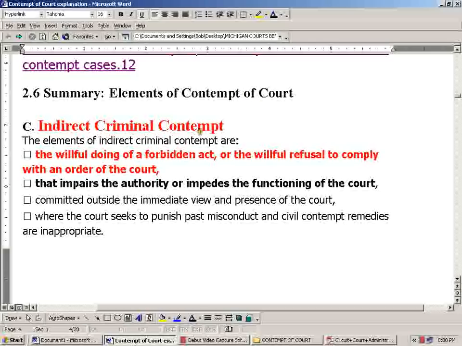Indirect criminal contempt. Willfully doing of a forbidden act or the willful refusal to comply with an order of the court. Sign your damn complaint. That impairs the authority or impedes the function of the court. Committed outside the immediate view and presence of the court, where the court seeks to punish past misconduct and civil contempt remedies are inappropriate.